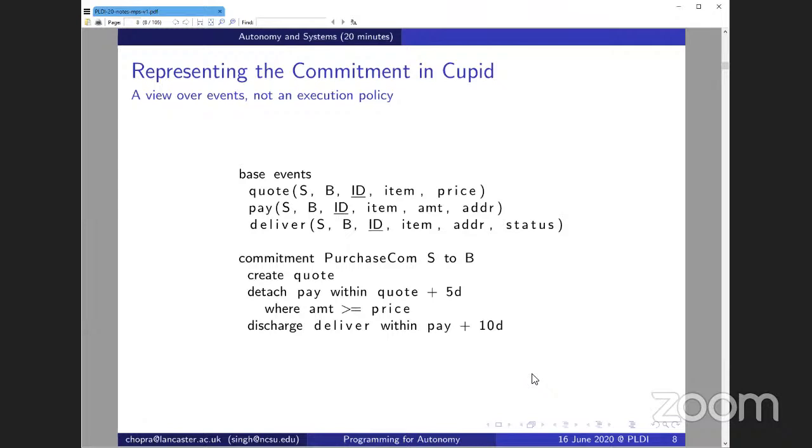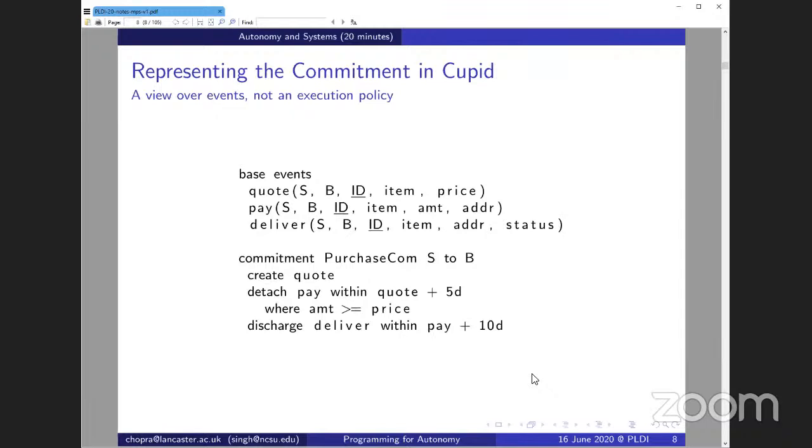So the price quote is just a quote, floating around, nothing's going on. But you have to take some action which will bring the commitment into force, and what the detach does is tell us what that action should be. In this case, the action is that you have to make a payment, which should happen within 5 days of the quote, and you have to pay at least the price that was included in the quote itself. And then the discharge is how the commitment would be brought to an end, to a happy completion. In this case, when the delivery event happens within 10 days of payment, that would be a discharge.